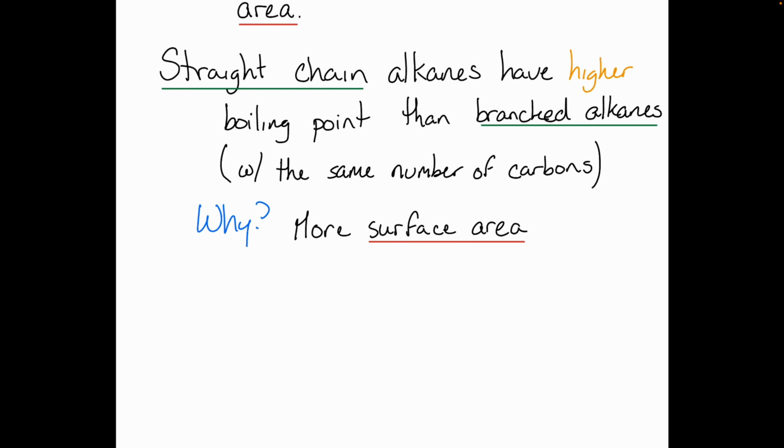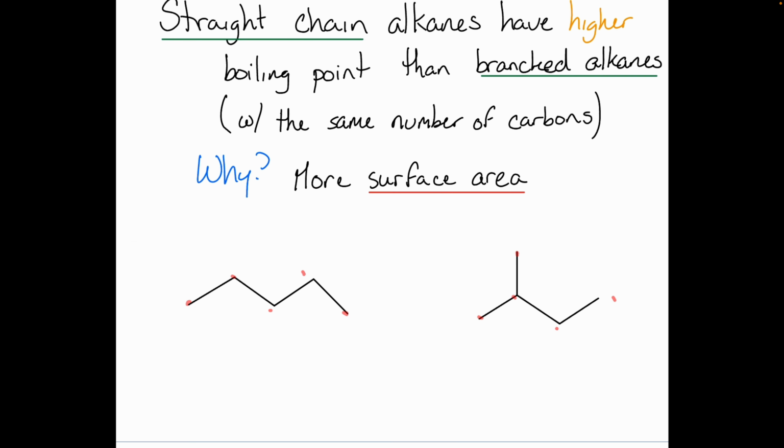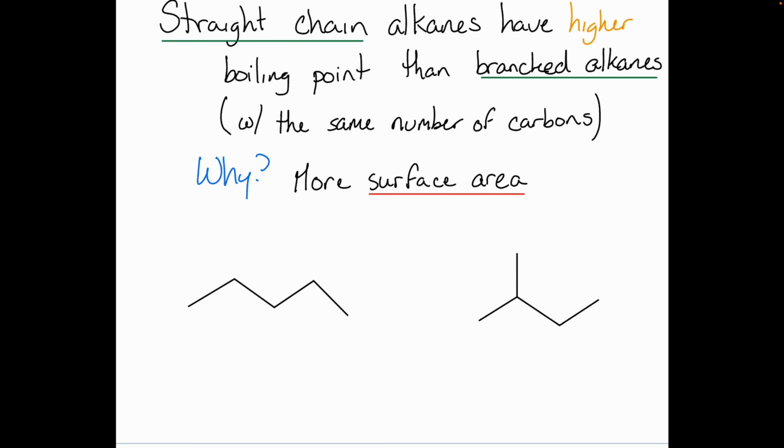Okay, so that means that pentane compared to 2-methylbutane, since these have the same number of carbons, 1, 2, 3, 4, 5, 1, 2, 3, 4, 5, right? This one would have the higher boiling point. This one would have the lower boiling point. Not by much, they're pretty close, right? But nonetheless, that is a consistent trend that we see. The more branch points you have, the lower the boiling point for that number of carbons.